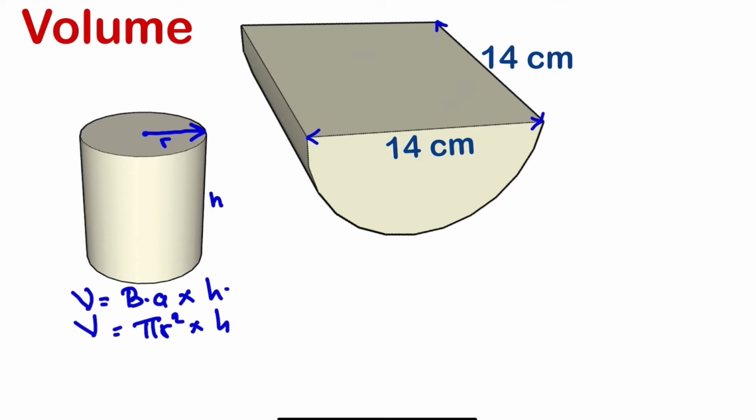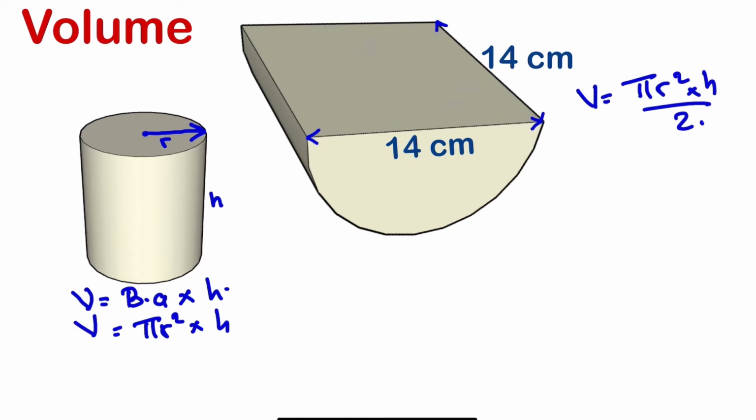But now that we have a semi-cylinder, or half a cylinder, we need to divide it. Half means we divide by 2. So the formula for the volume of a semi-cylinder will be the same: pi r squared times h, all divided by 2.